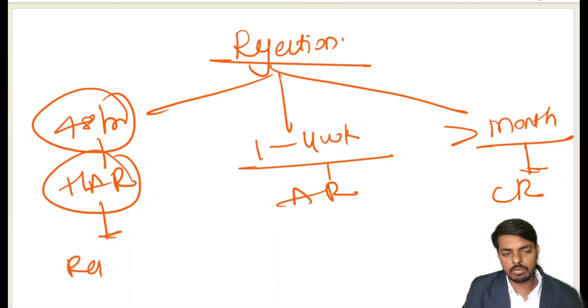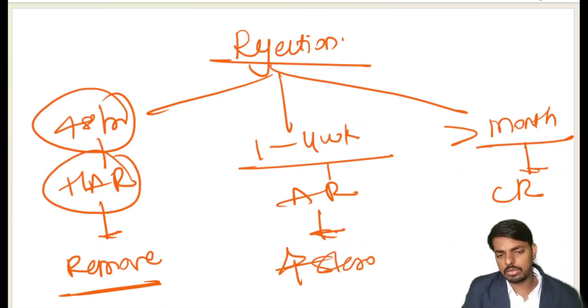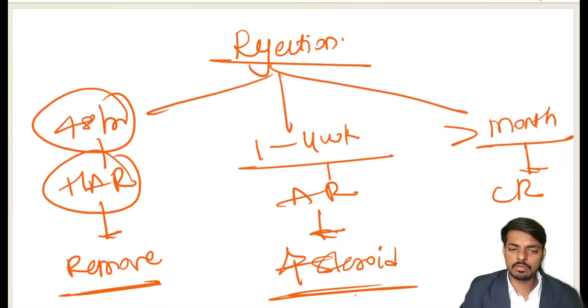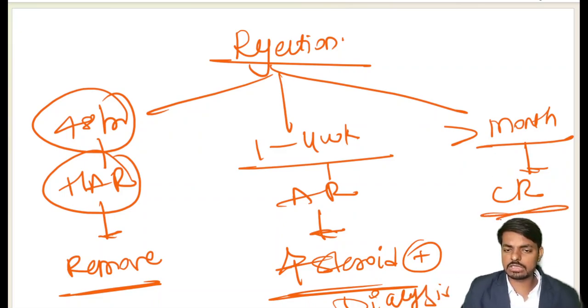We need to remove the transplanted kidney. In acute rejection, we need to increase the steroid, plus dialysis. And in case of chronic rejection, same: we need to increase the steroid dose plus dialysis.